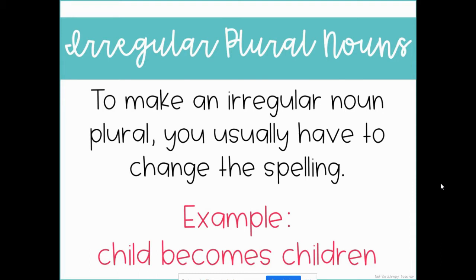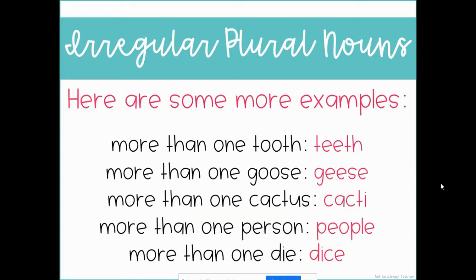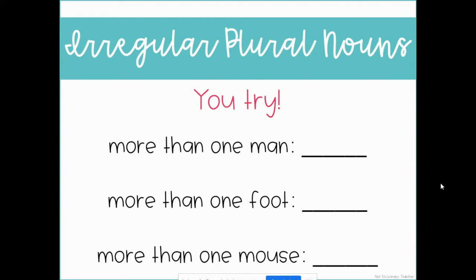Child becomes children. Okay. All right. If you need more time to copy this down, please push pause now because I'm going to move on to the next slide. I'd rather you get all of this written down and then come to the next slide when you're finished. Here are some more examples. Tooth changes to teeth, and goose changes to geese, and cactus changes to cacti, and person changes to people, and die, as in one die for a game, changes to dice. Okay. So I'm going to write this in my notebook, and then we'll talk about it at the end.